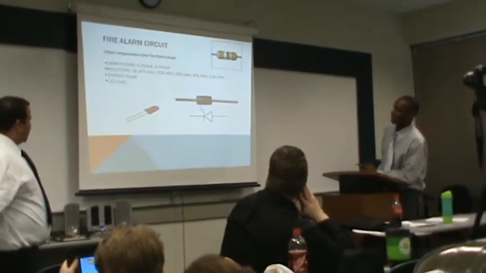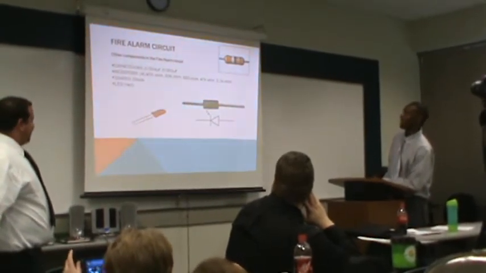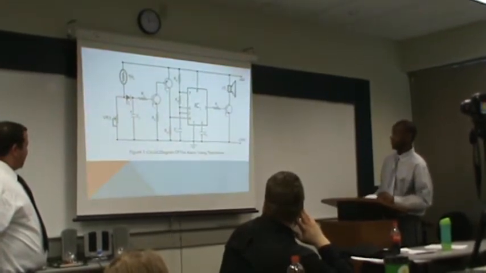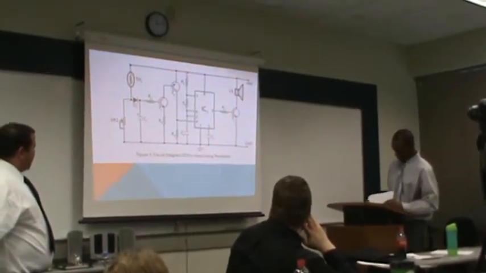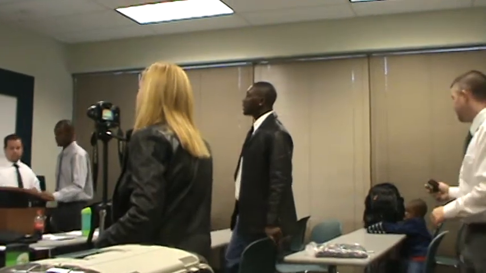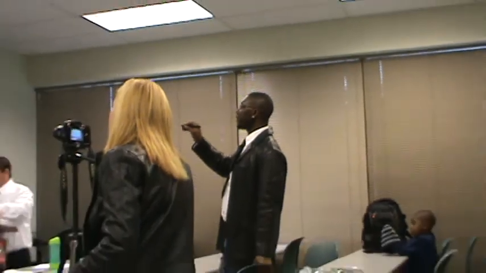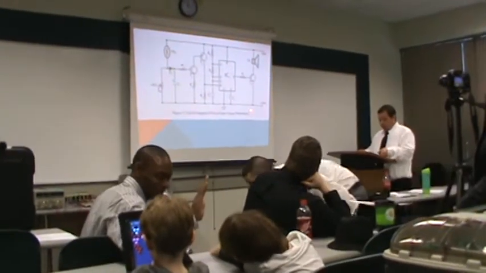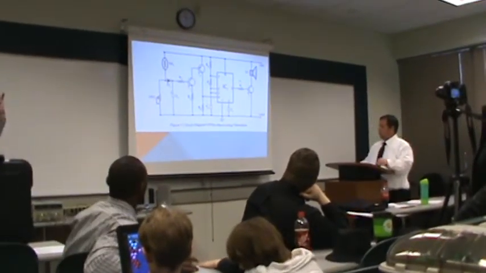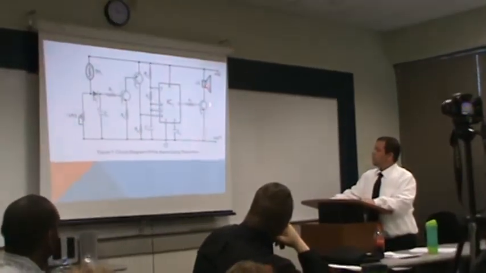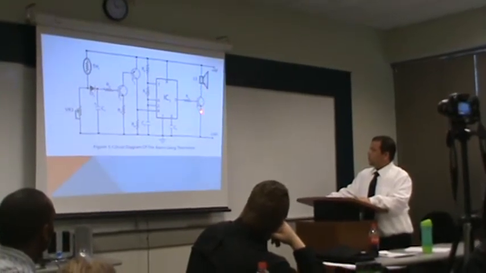Other components: capacitors, resistors, diodes, red LEDs. Schematic for the fire alarm that we just did an overview of. Right here is the 555 IC chip. This part of the circuit we deleted so that we can add the amplifier, so we can amplify it a lot louder than what this circuit will provide.